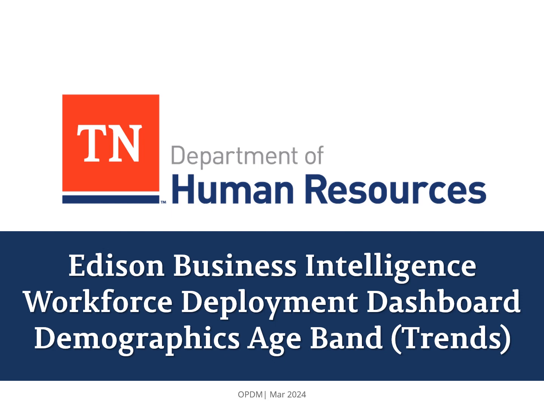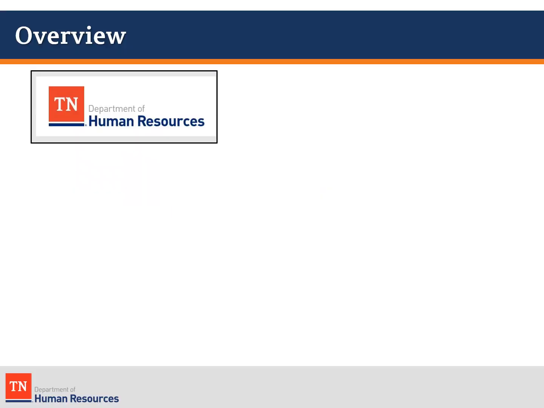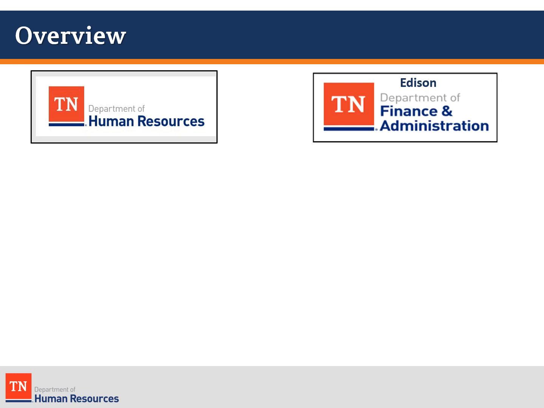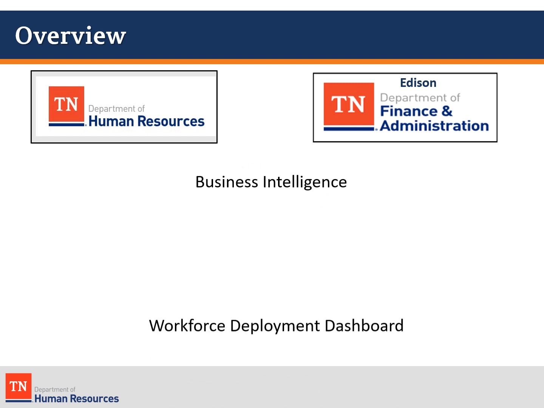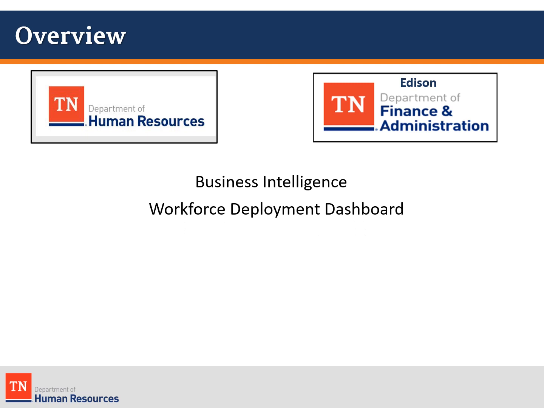This video will review the Demographics Age Band Report tab on the Workforce Deployment Dashboard. The Department of Human Resources and the Edison Business Intelligence team in the Department of Finance Administration has collaborated to build an easy-to-read series of dashboards in the Business Intelligence module of Edison. The Workforce Deployment Dashboard contains key human capital management data metrics that begin at the highest level, such as staffing, turnover, and demographics, in an easy-to-read format.